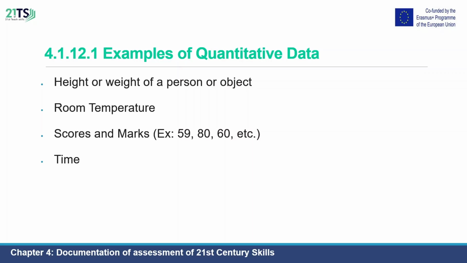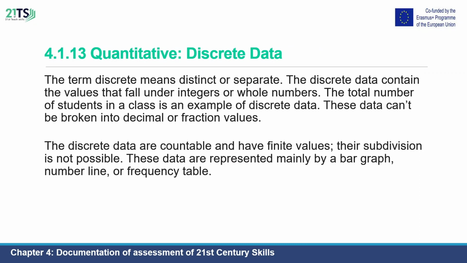Examples: height or weight of the person or objects, room temperatures, scores and marks, for example 59, 80, 60, which students get from their work, and the time they start working, are categorized as quantitative data. Quantitative data can be classified into discrete data. The term discrete means distinct or separate.